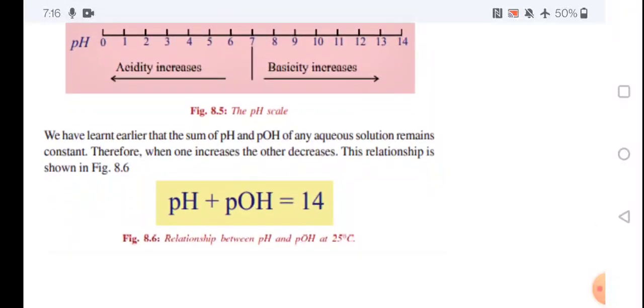We have learnt the sum of pH and pOH of any aqueous solution remains constant, that is equal to 14 at 25 degrees Celsius. This is important. Therefore, when one increases, the other decreases. That means the sum of pH and pOH must equal 14. If the pH value is greater, then to balance to 14, the pOH value must be less. If the pOH value is more, to balance, the pH value must be low, I mean small.